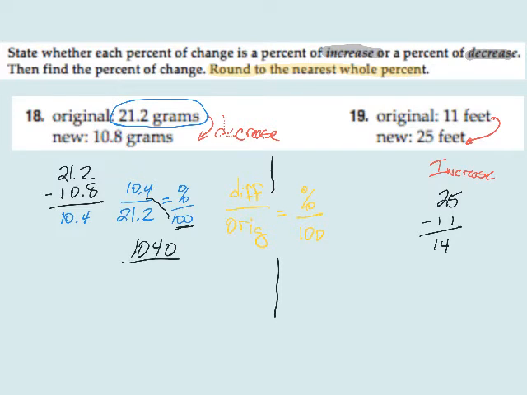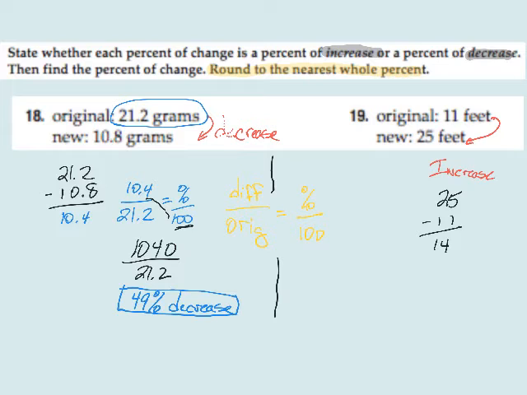And then I'll divide that by 21.2 on my calculator. When I do that, I get a percentage of 49.05. So this is a 49% increase. Or I'm sorry, a decrease. Almost got that wrong.